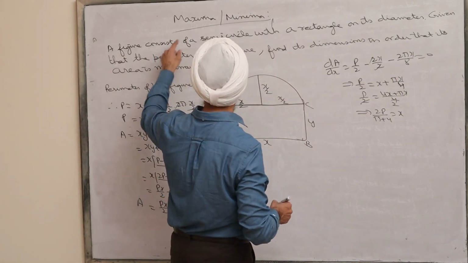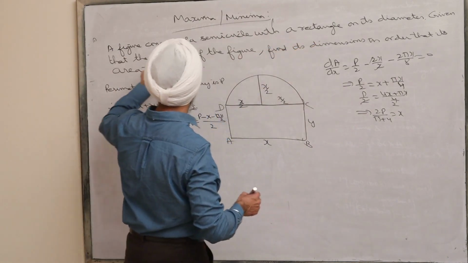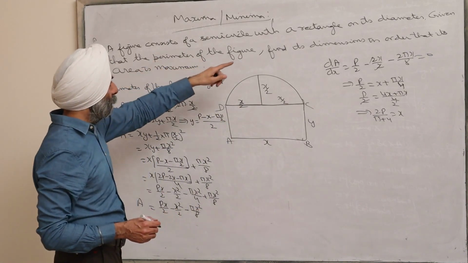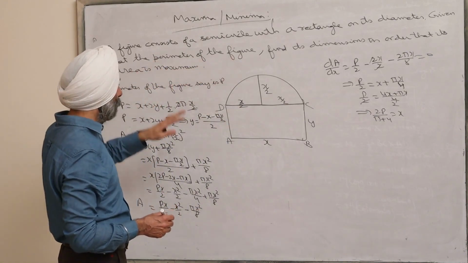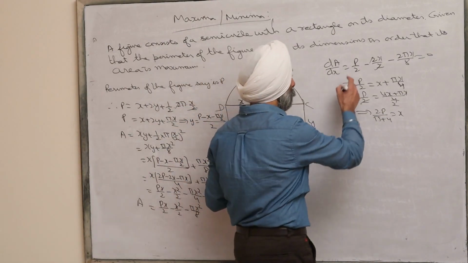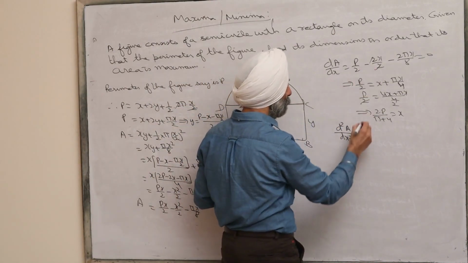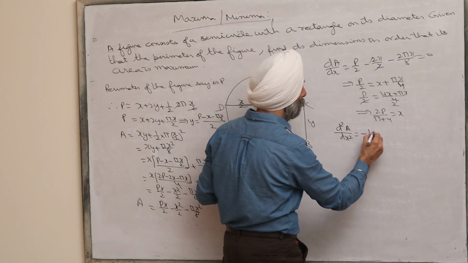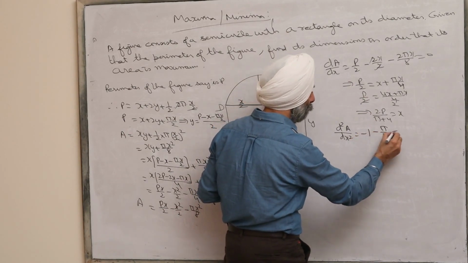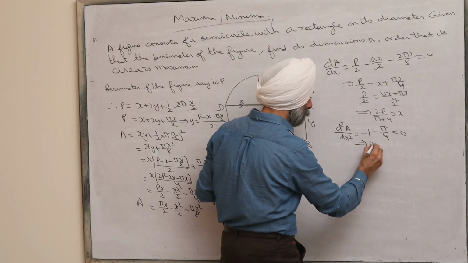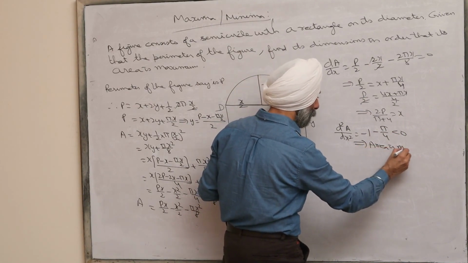Now the question is, semicircle with a rectangle, given the perimeter of the figure, find its dimensions in order that its area is maximum. Now if you differentiate it a second time, you can see that it will come out to be minus 1 minus pi by 4, which is negative, which implies area is maximum.